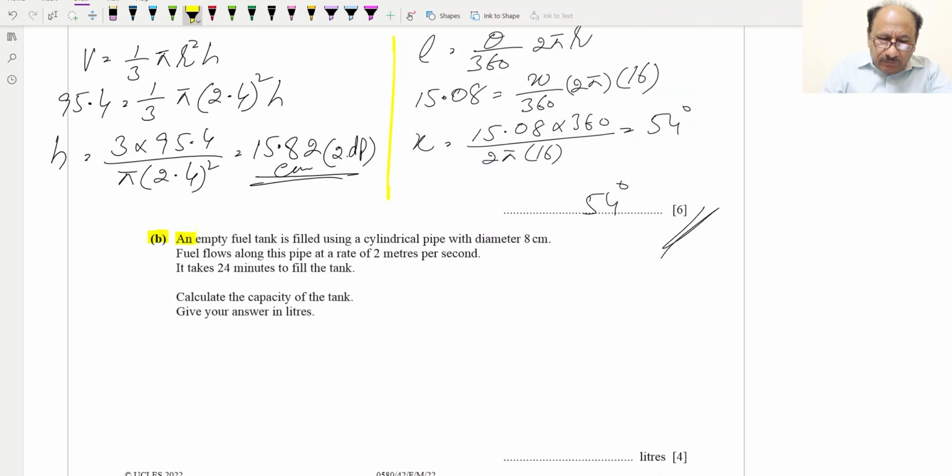An empty fuel tank is filled with a cylindrical pipe with diameter 8 centimeters, and fuel flows along this pipe at a rate of 2 meters per second. It takes 24 minutes to fill the tank. Calculate the capacity of the tank, give your answer in liters.